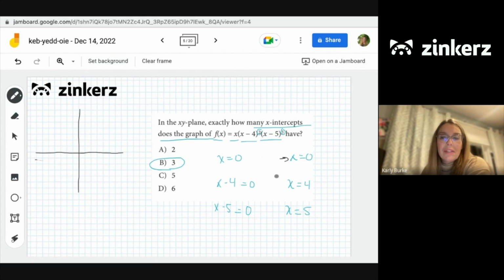I know that I have 3 zeros at 0, 4, and 5. So I'm going to put a 0 here, a 0 at 4, and a 0 at 5. Now what do these exponents mean? Well, if the exponent is odd, it means that the graph crosses through in either direction. If the exponent is even, that means the graph is going to bounce off at that point. It's going to be tangent to the x-axis. So I know there's a bounce at 4 and it goes through at 0 and 5.